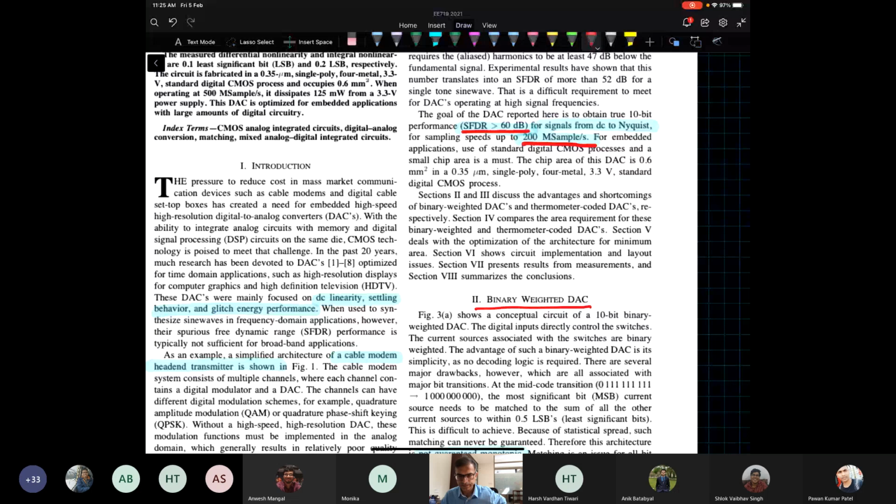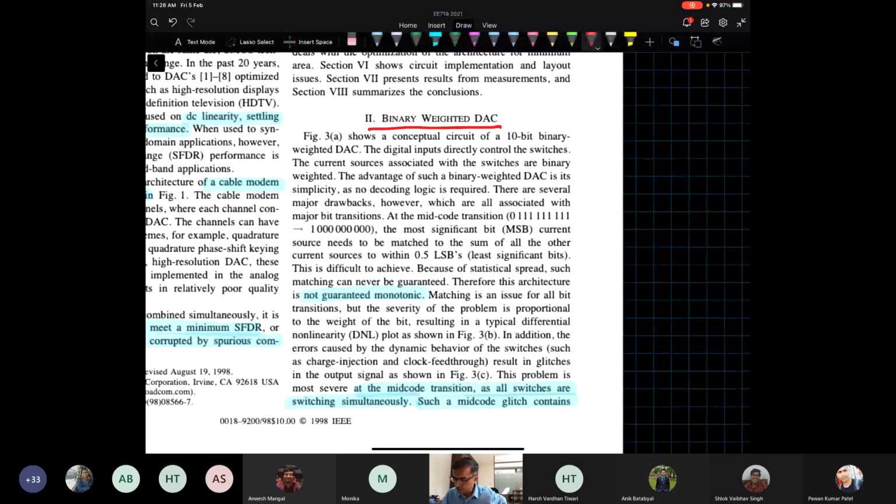If you see this on your screen, at the mid-code transition, where 011111 goes to 100000, so that's the most significant bit, in the binary weighted DAC you will pretty much switch all the current sources. All the current sources from MSB minus one down to the LSB, you will switch them off, and then you will turn on the MSB. So in this particular case, all the current sources are exercised, as a result of which you get the maximum glitch.